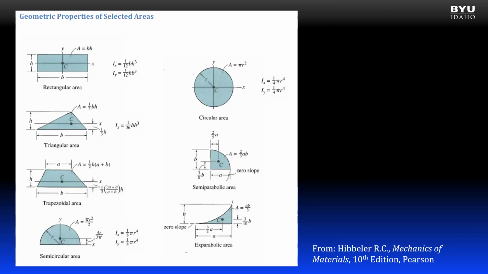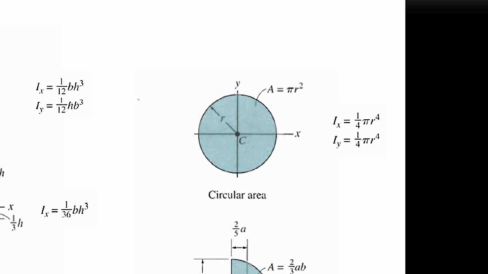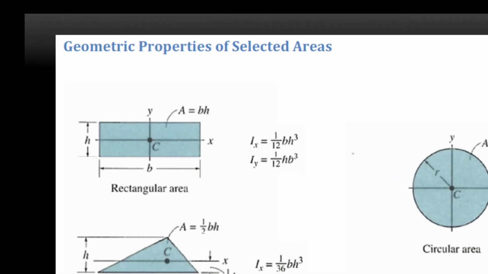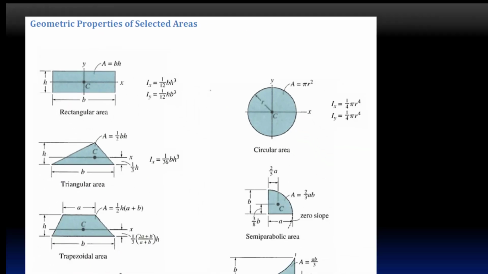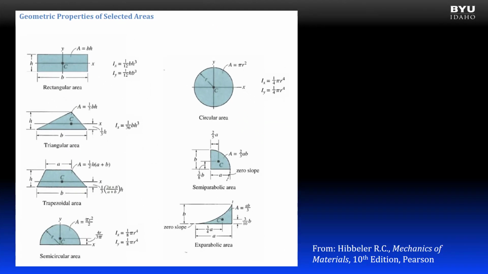Tables of geometric properties of simple areas typically include moment of inertia formulas. For circular cross-sections, the moment of inertia is the same regardless of the axis. However, for rectangular cross-sections and most other shapes, the moment of inertia formulas change depending on the axis. So one must be aware of which axis the moment of inertia is being computed for. This will be discussed more later in this video.